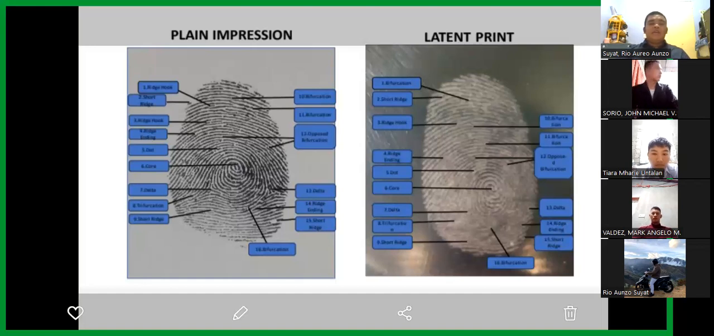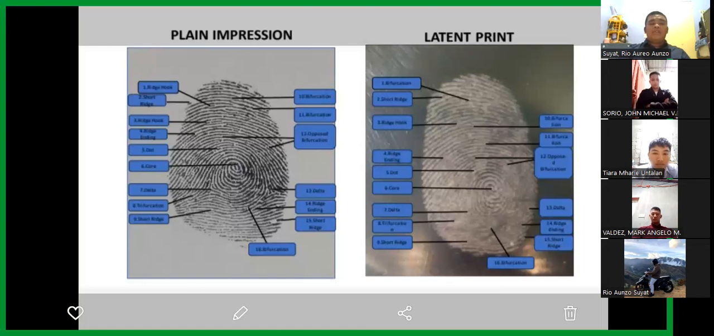Question number 19. Could you determine exactly the age of a latent impression? At the present time, there are no standard methodologies to reliably determine the age of latent finger marks recovered from crime scenes.